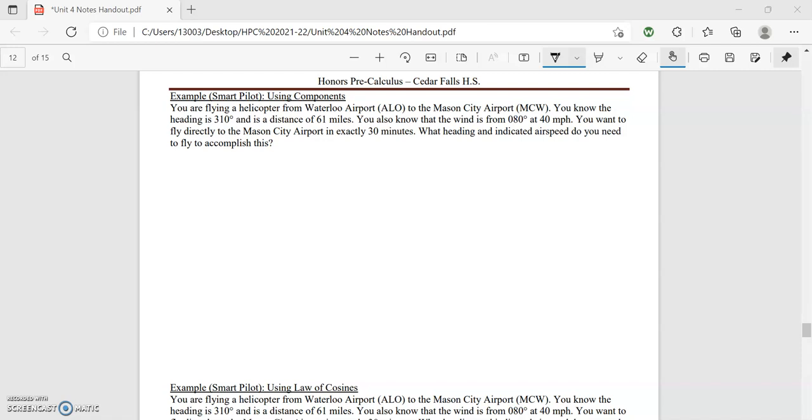All right, I'm just going to make this one a smart pilot problem. It will hopefully not take all 15 minutes like the last one, but we're going to go through a smart pilot problem here. So just a little bit of background, the problem: flying a helicopter from ALO, which is Waterloo Airport, to Mason City.